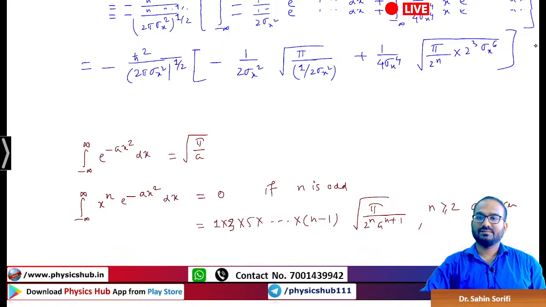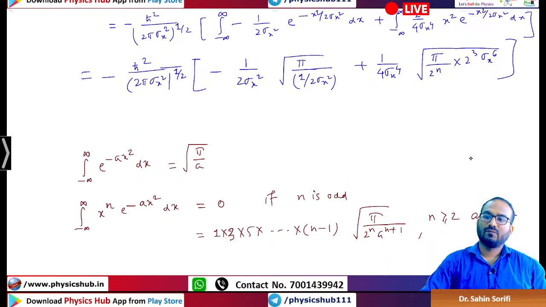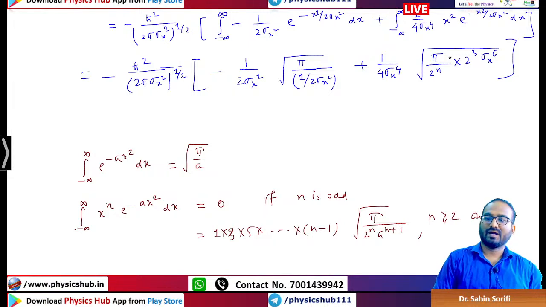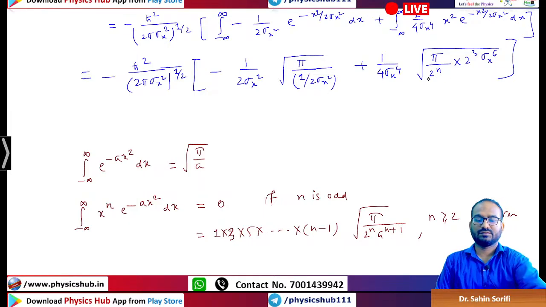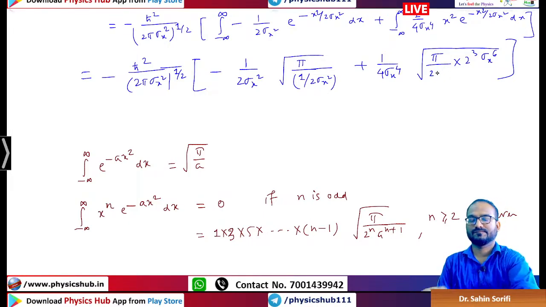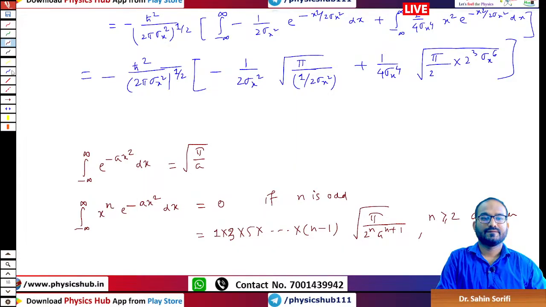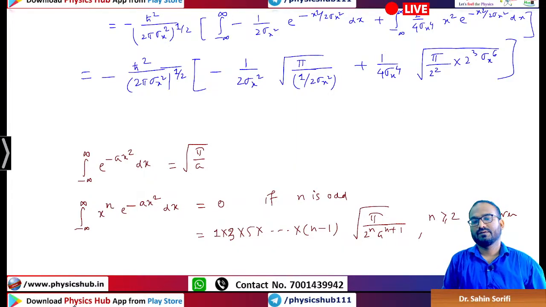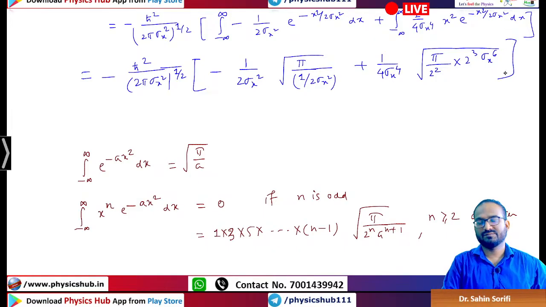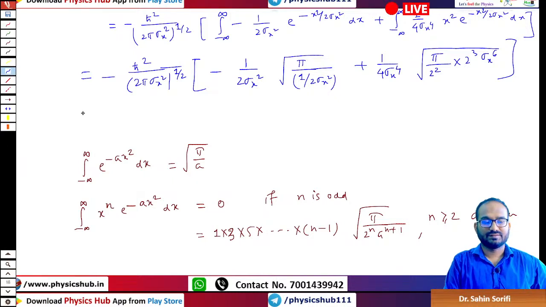So for the second term, a is equals to 1 by 2 sigma x square. So pi by 2 to the power n, n is equals to 2. So that is why we have written 2 to the power 2. And 1 by 2 sigma square, so this is coming to the numerator, n plus 1. So n plus 1 is 3. So 2 to the power 3 sigma x square of that, so it becomes 6. Is it clear or not? Tell me, guys.